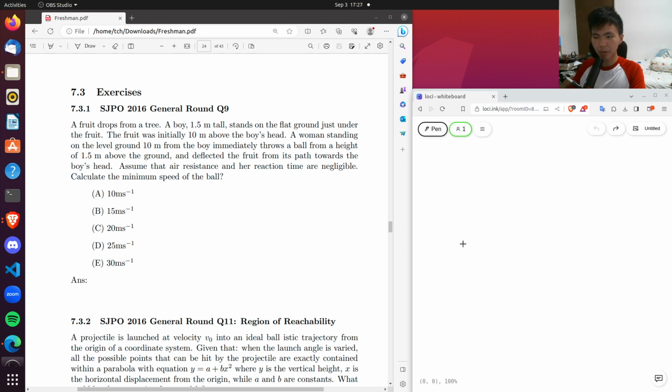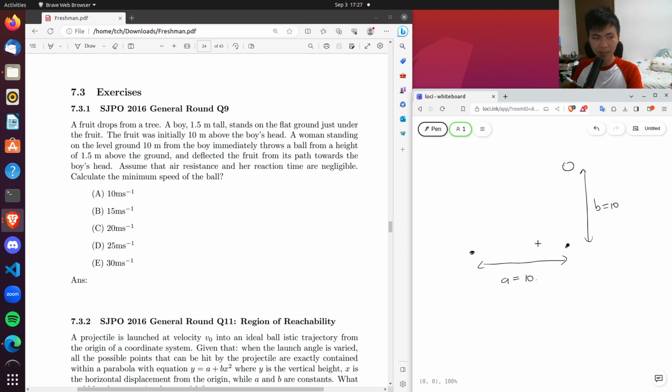So anyway, this problem setup is as follows. We're given the boy over here, and above him there's a fruit. So the fruit is 10 meters above him. I'll denote that by a letter B and I'll write 10. And there's a woman standing here, holding a ball, and she's 10 meters away also. So I'll write that as A equals 10.